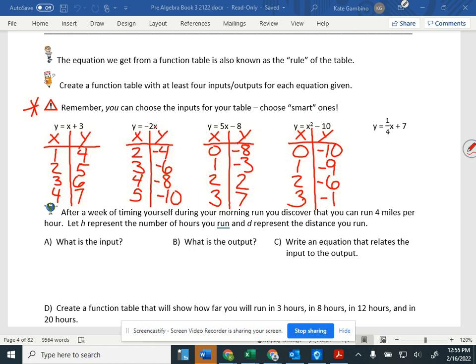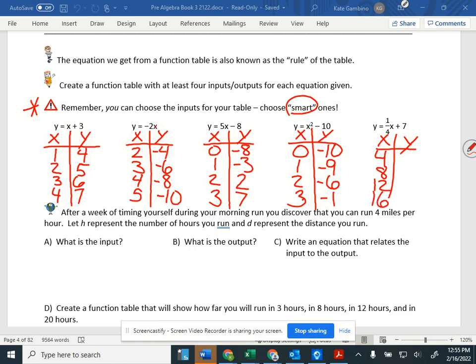So now we come to one of those functions that we want to be smart about, because we have that fraction there. So 0, 1, 2, 3 is not going to be the easiest to work with. What might be easier numbers for me to plug in for my input, Andrea? 4, 8, 12, 16.